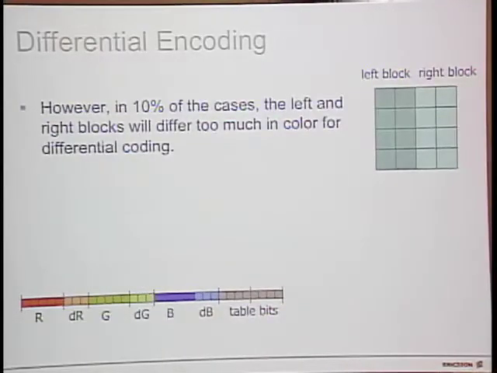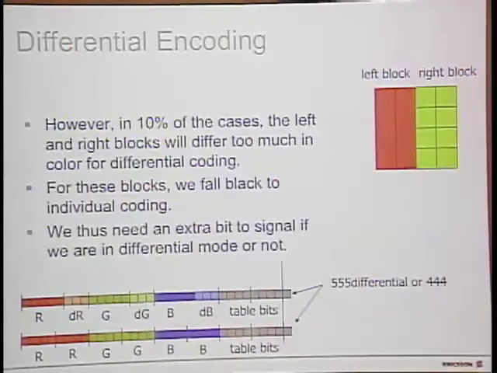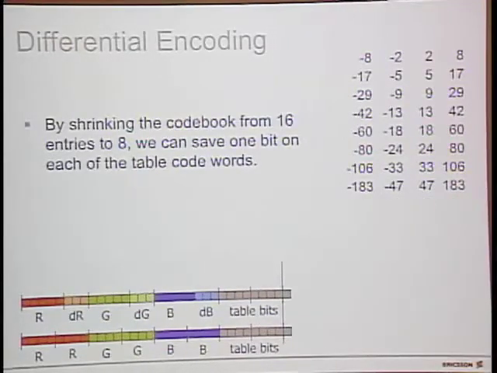Okay, so what happens if they're too much different? Okay, they're too much different, we got a problem. If this one's red and this one's blue, we're not going to be able to do it with a delta. So if that's the case, then we have to go back to doing 444 for each block. Okay, cool. The problem with that is that we need an extra bit. So we need to say, are we in differential mode, we're using the deltas, or are we not? Okay, so that's going to take another bit, which is not so good for us. Okay, and so where do we get that bit from? And so the way we're going to do that is we're going to shrink our code book. Okay, so the code book's going to be smaller now. We're going to only make it 8 entries instead of 16.